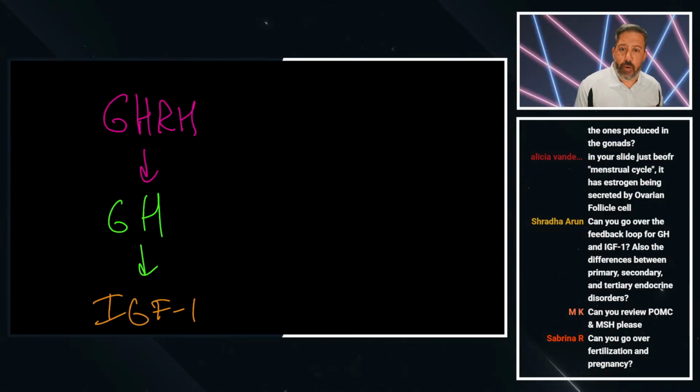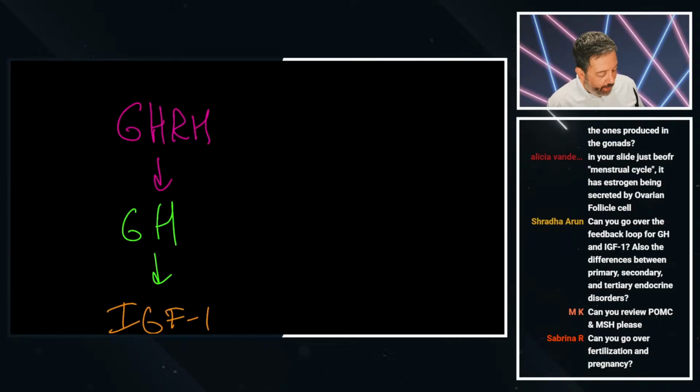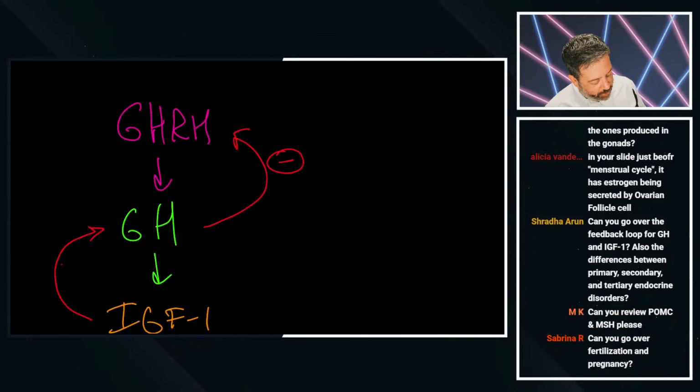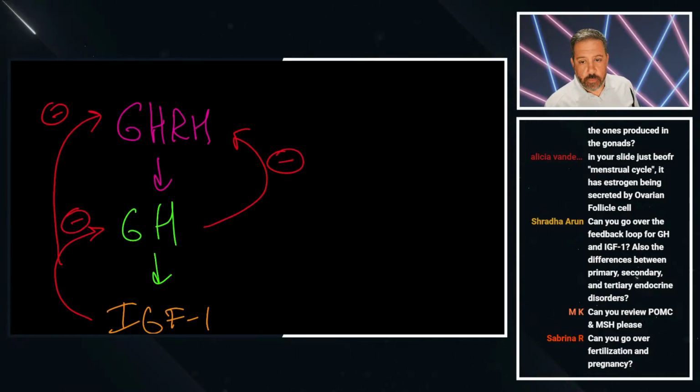Growth hormone, remember, is released in a pulsatile fashion. It mainly comes out at night, and then after that, it drops down. But the effects of the IGF-1 linger, and they will provide feedback as well. So growth hormone will have a negative feedback on the hypothalamus. The IGF-1 will have a negative feedback on the anterior pituitary and on the hypothalamus. So that is with regards to growth hormone and IGF-1.